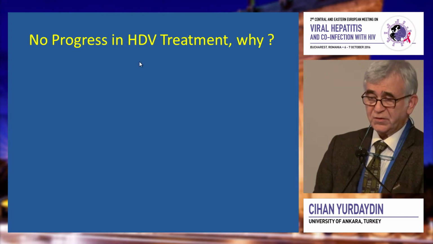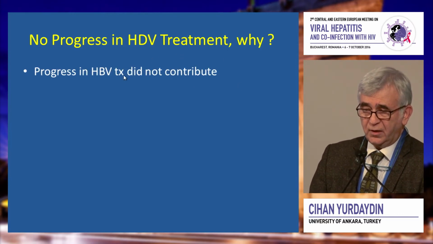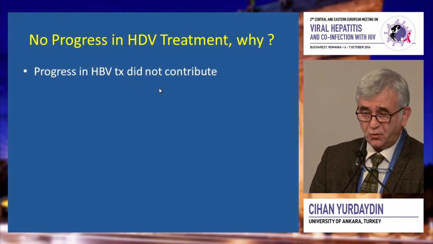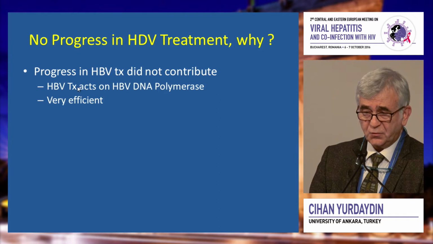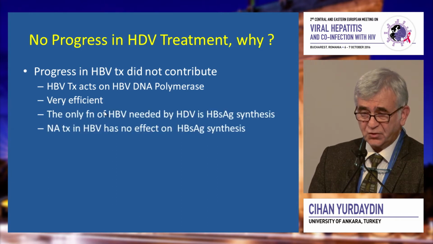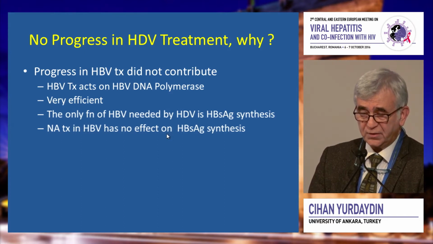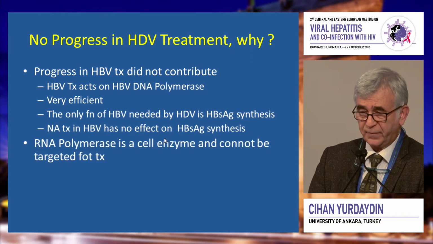So overall, there is no progress in delta hepatitis. Why is that so? First of all, progress in HBV did not contribute. Treatments, nucleoside analogs, act on HBV DNA polymerase. It's very efficient, but the only function of HBV needed by HDV is surface antigen synthesis, and nucleoside analogs do not have an effect on surface antigen synthesis.